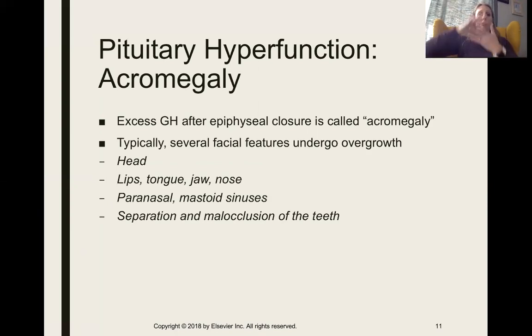So we're not growing bigger. But other areas are growing larger because of that. So the bones are no longer able to grow, but the other areas of the body are. Most of the time, this is caused by a tumor that's releasing the growth hormone, as opposed to just the pituitary hyperfunction of it. It's usually a pituitary tumor that's causing the release of the hormone.